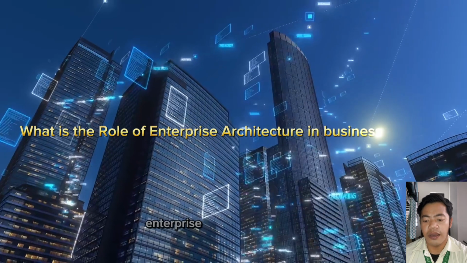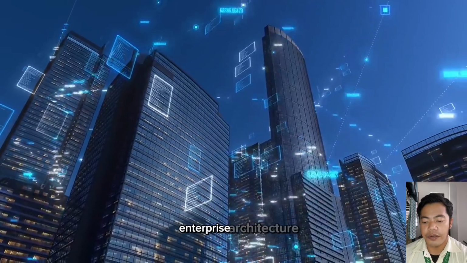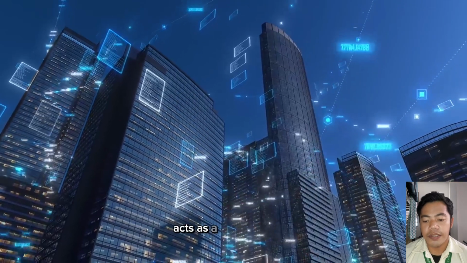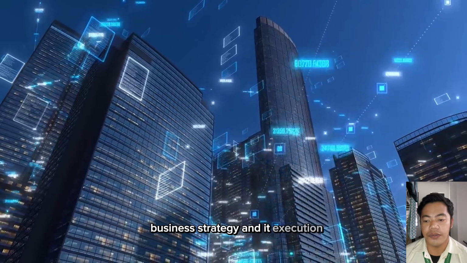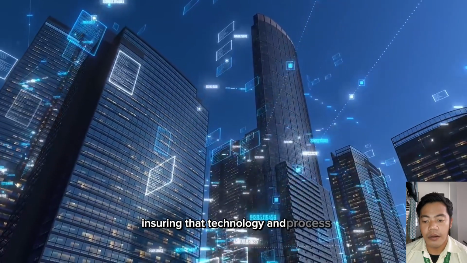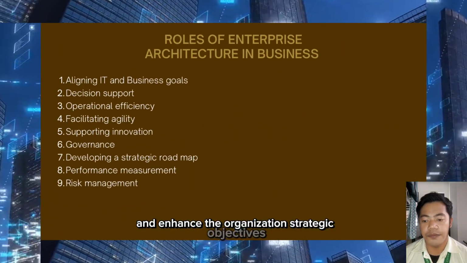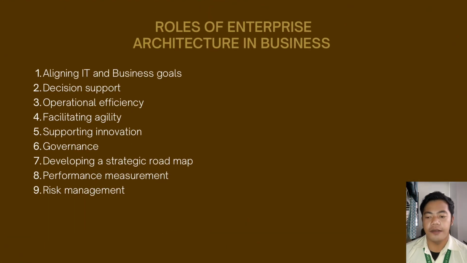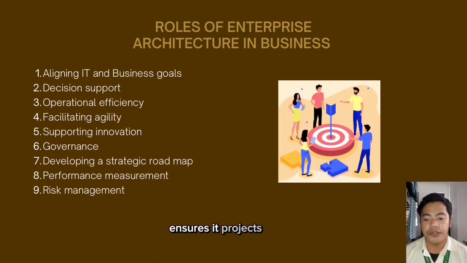What is the role of enterprise architecture in business strategy? Enterprise architecture acts as a bridge between business strategy and IT execution, ensuring that technology and process development support and enhance the organization's strategic objectives. Roles of enterprise architecture in business. Number 1. Aligning IT and business goals. Ensures IT projects support strategic objectives and business goals.